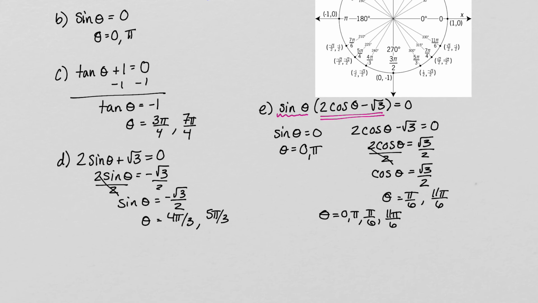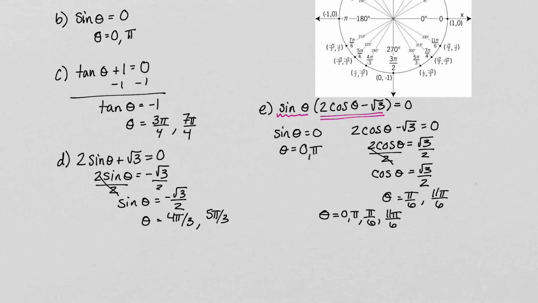Okay, so let's try some more. I'm going to go to another page. All right, we did E. So F. Help if I drew. Okay. 3 tangent squared x minus 1 equals 0.